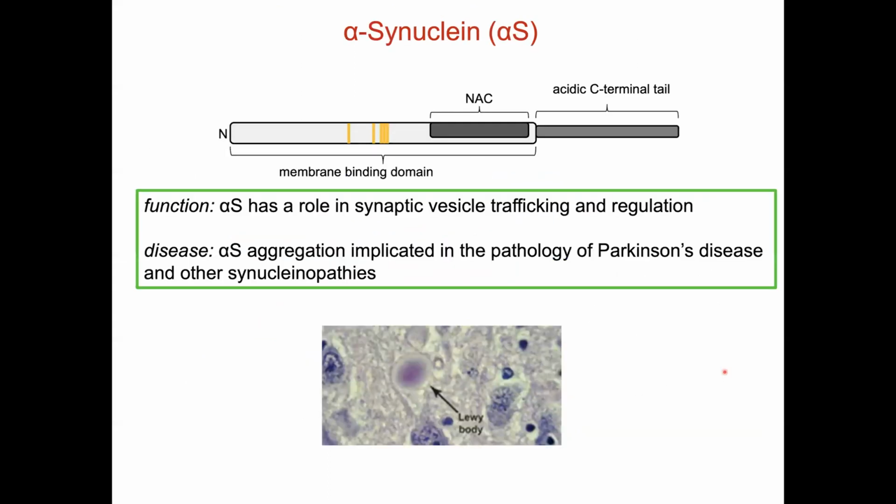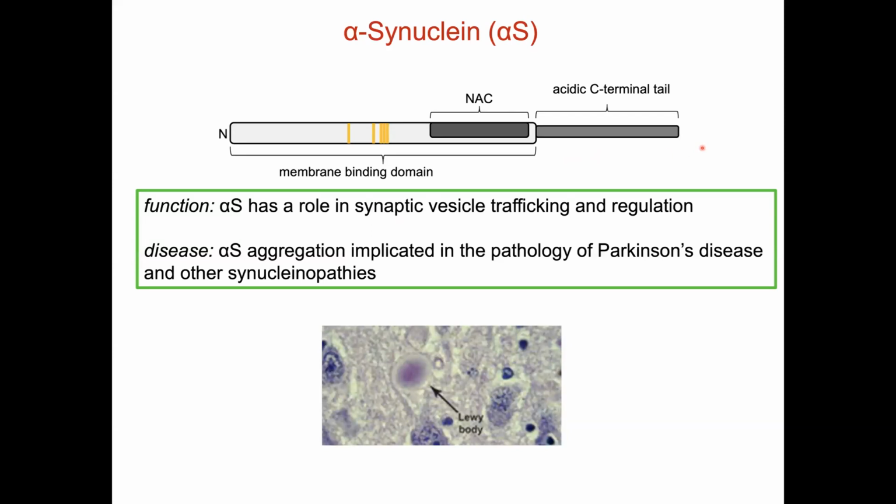I want to switch gears in the last 10, 15 minutes and tell you a little bit about how we were using FCS to look at alpha-synuclein. This slide, sorry, this text is what I already showed you about why we care about it. This is a stained slice with a Lewy body in it, the inclusion that's found in Parkinson's disease.